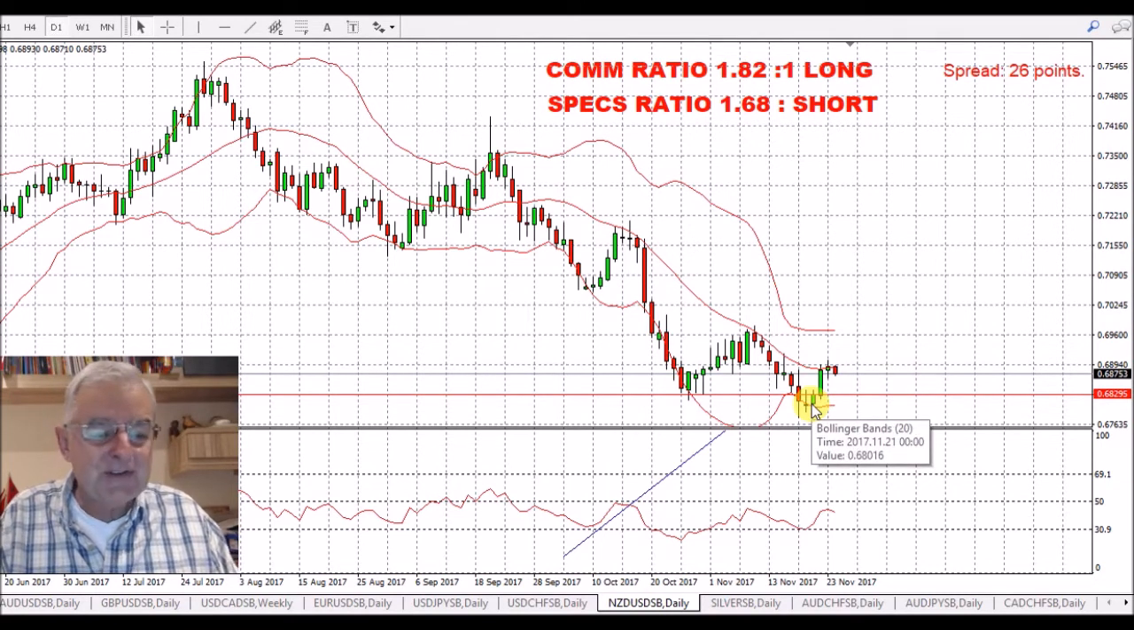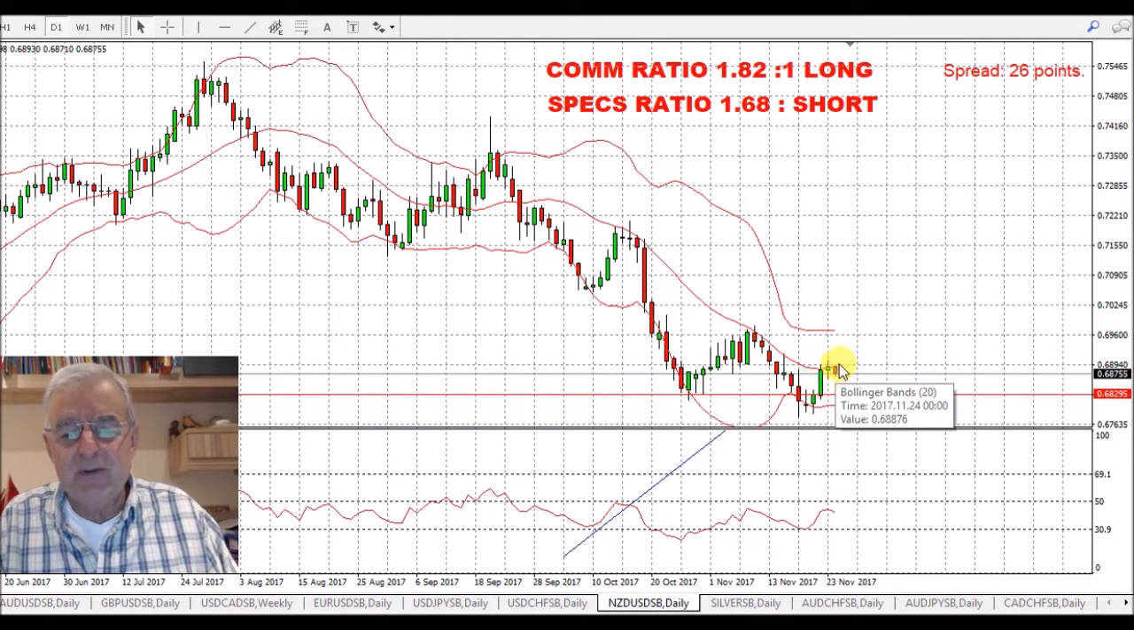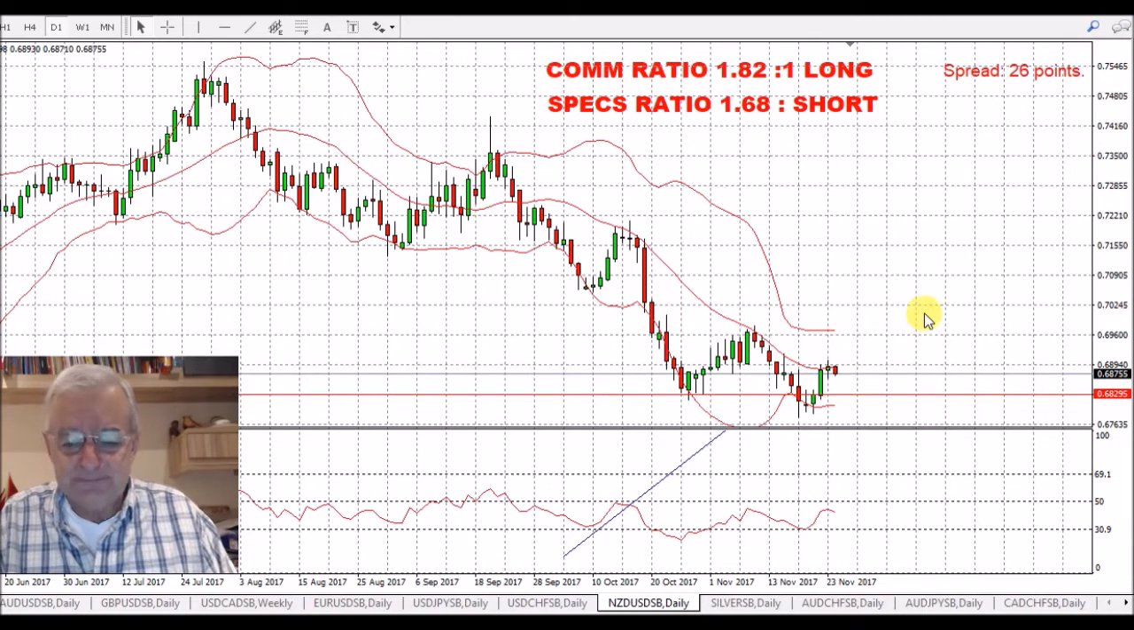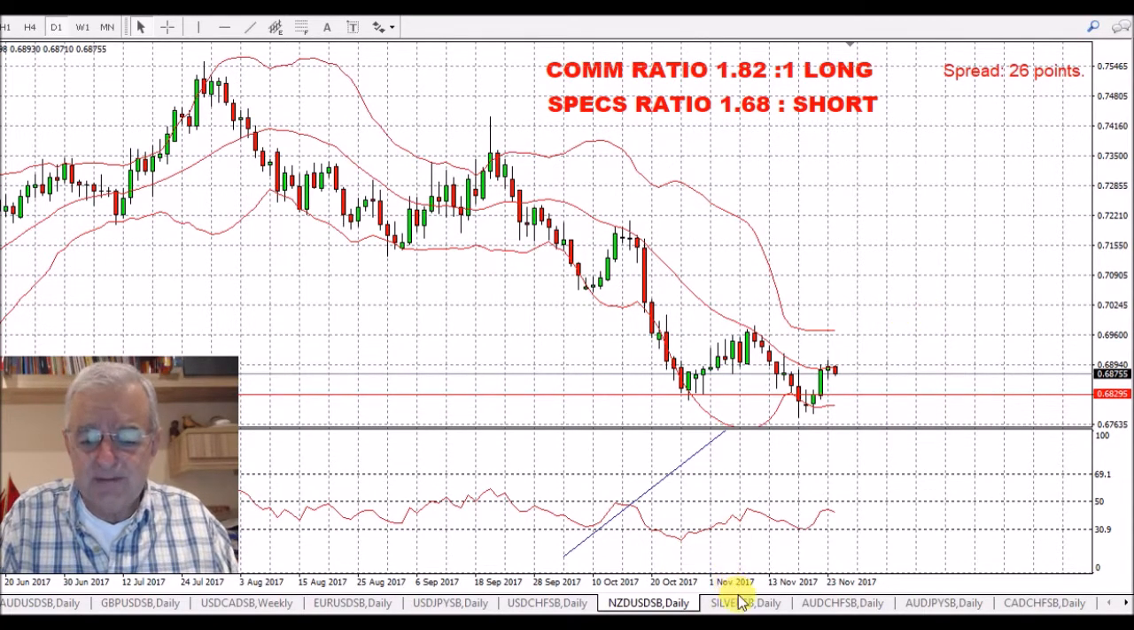So a bit like the Australian dollar, I'm just waiting. It hasn't come back much. I expect it to come back a bit more, maybe up to the 70 mark. We'll see what happens.